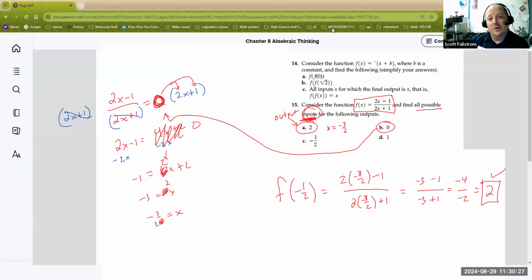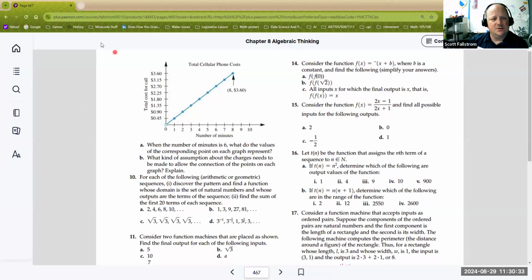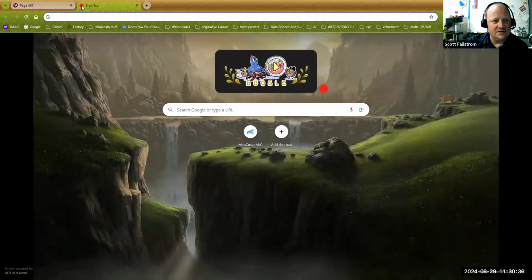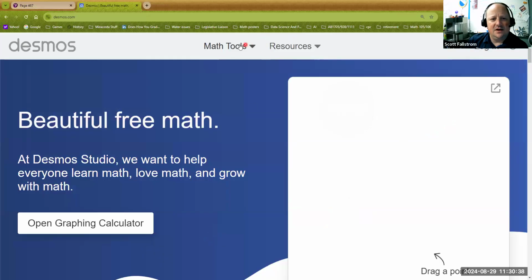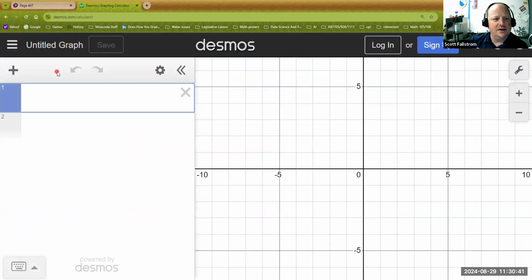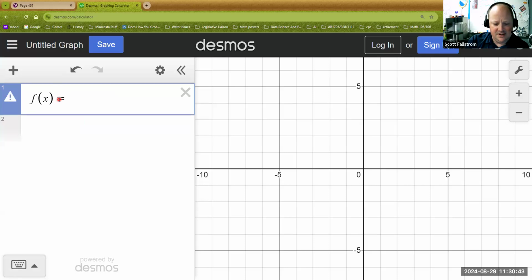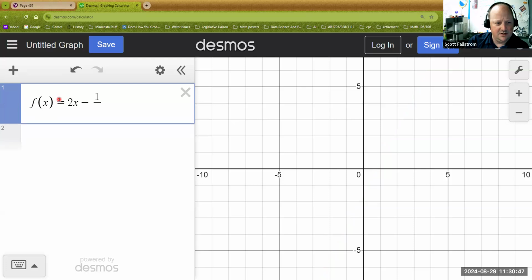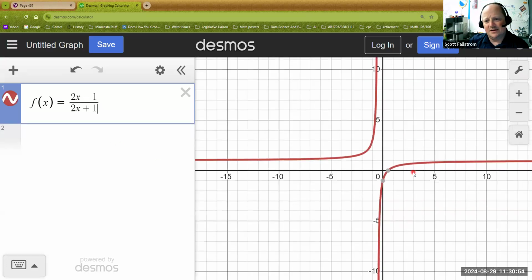You won't be able to use this on the test, but if you're at home doing it, let me clear everything off of here. It was 2x minus 1 over 2x plus 1. If I came in and went to Desmos and did a graphing calculator on that, and I just said, let's do f of x equals 2x minus 1 over 2x plus 1, then this is the graph that I see on the screen, if you can see that. And the output from this would be the y value.